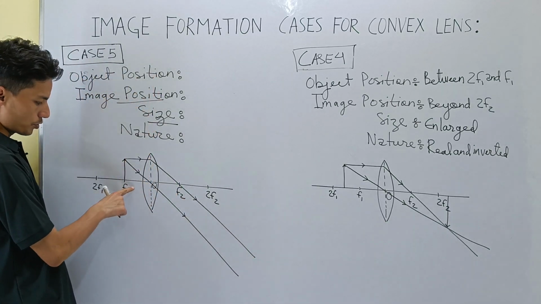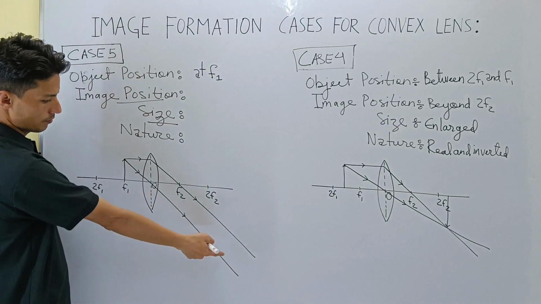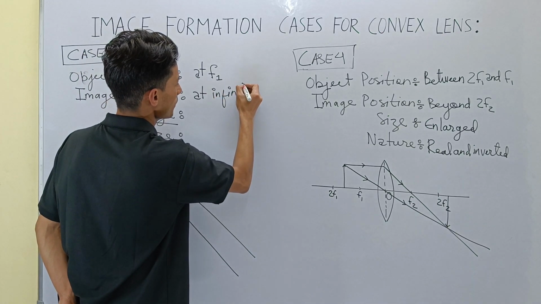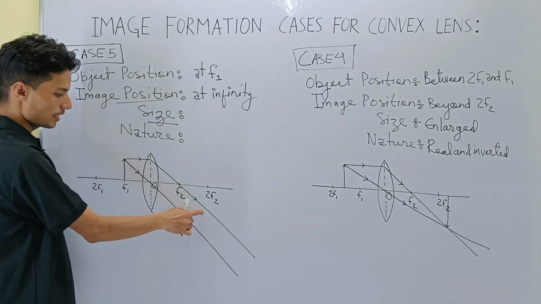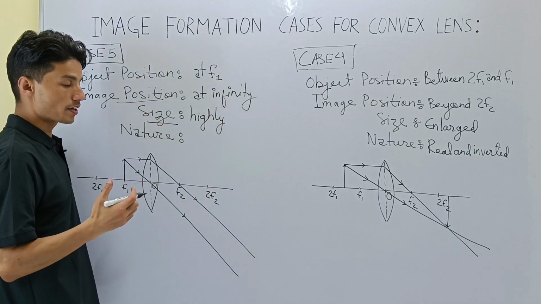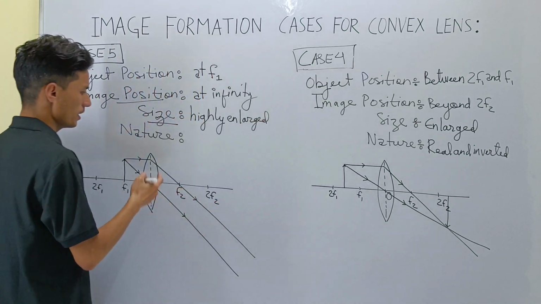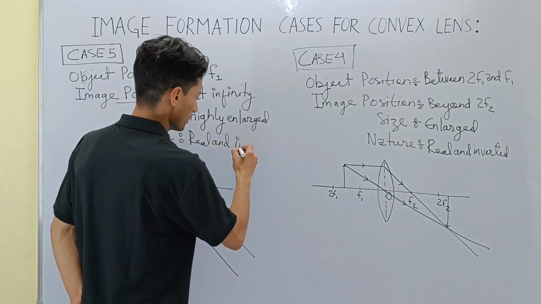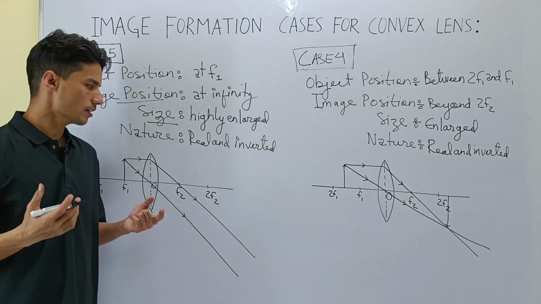Object position at F1 and image position at infinity. Size: highly enlarged. Images which are formed at infinity are considered to be very big. So highly enlarged. And nature still real and inverted. In terms of lenses, all real images are inverted.